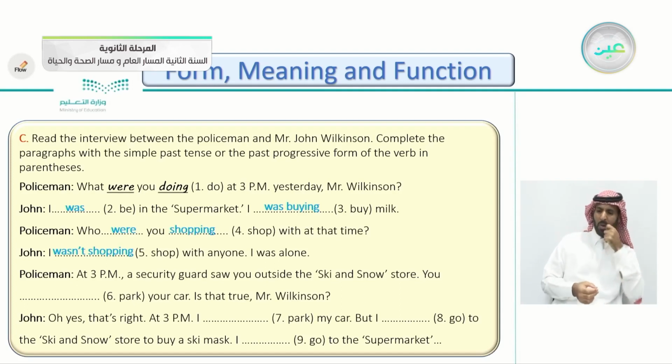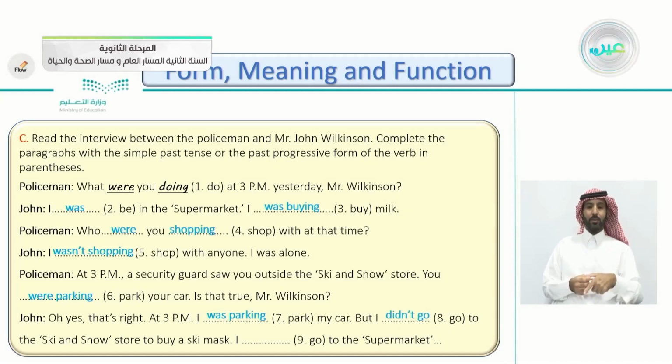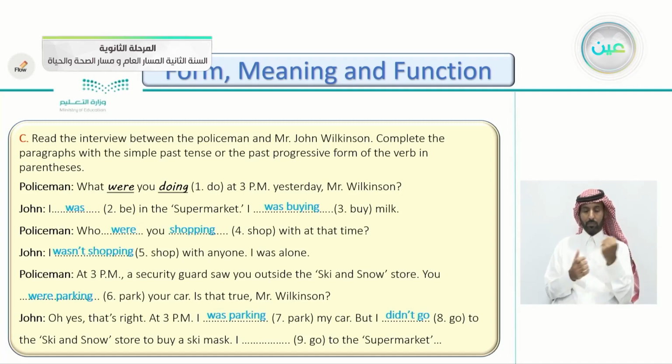Policeman: "At 3 p.m. a security guard saw you outside the ski and snow store. You were parking your car. Is that true, Mr. Wilkinson?" "Oh yes, that's right. At 3 p.m. I was parking my car." Yes, it's the same thing. "But I went to the ski and snow store to buy a ski mask." Very good: I didn't go to the ski and snow store to buy a ski mask. I went to the supermarket. Yes, this is very obvious.